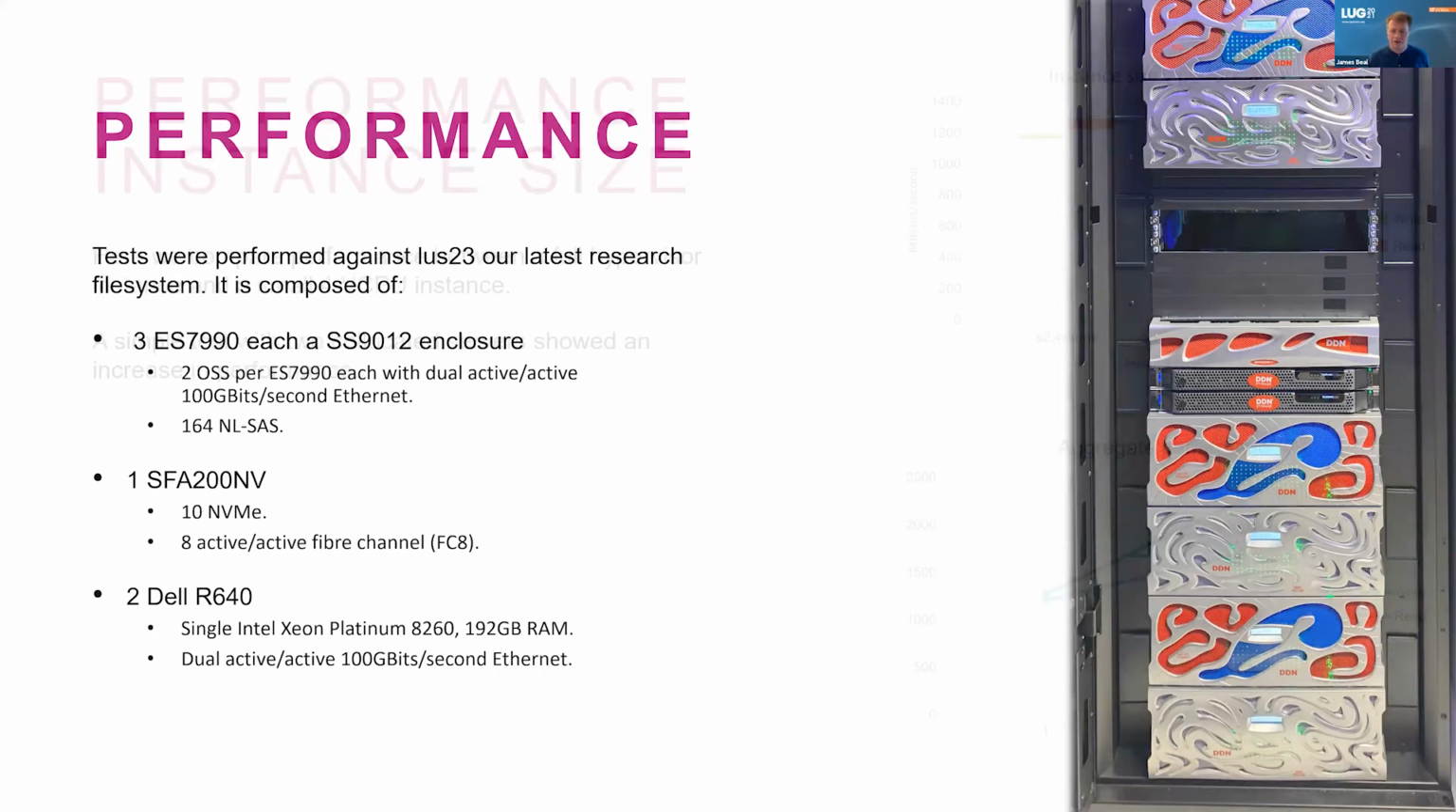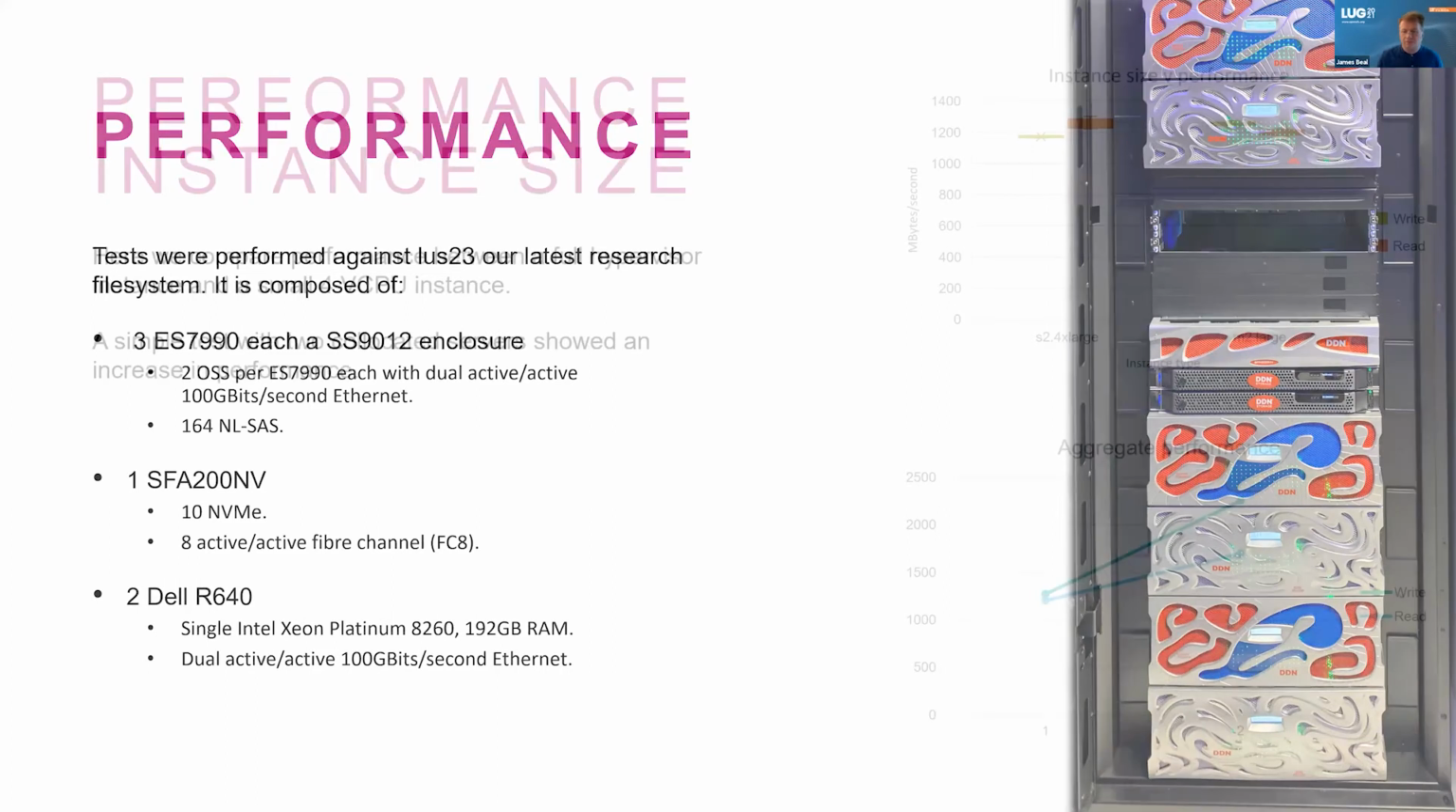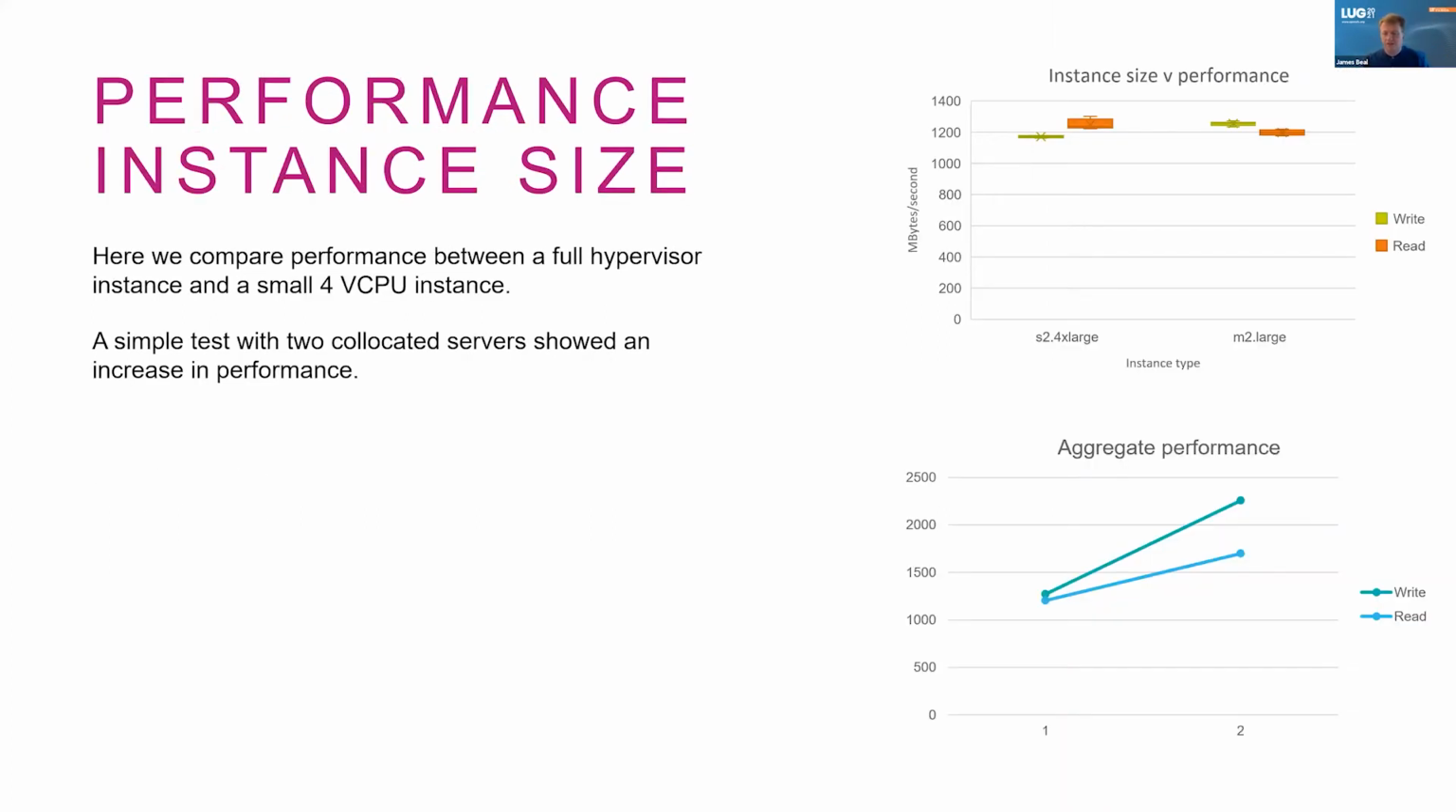We can see that with our simple test, performance is mostly unaffected by the size of the instance. This likely shows that the hypervisor has no noisy neighbors. M2 instances do not have overcommitted CPU, and no instance has overcommitted RAM. Running a pair of instances on a co-located machine showed an increase in performance, however, it is unclear whether this is just due to having two streams of work.